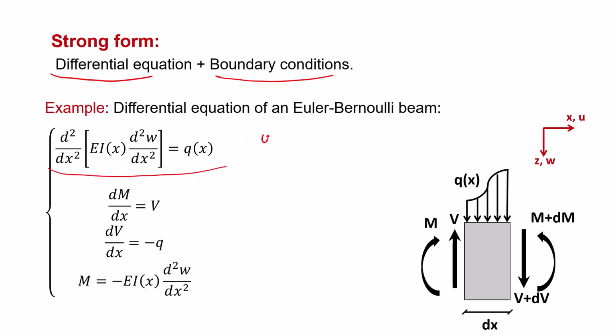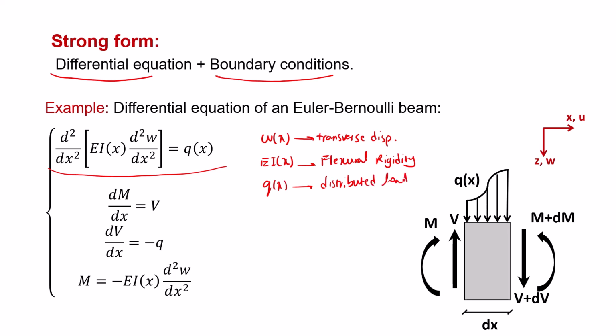Here, w(x) is the transverse displacement, EI(x) is the flexural rigidity, and q(x) is the distributed load, if we have any. And as you see, EI is a function of x because it can be different at different points of the beam. For a prismatic beam, EI would be constant.